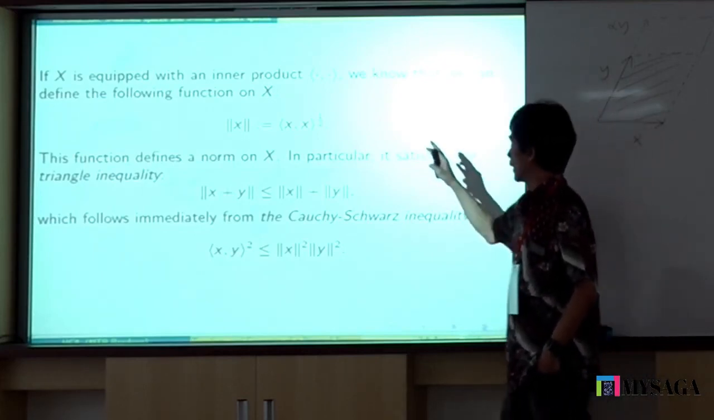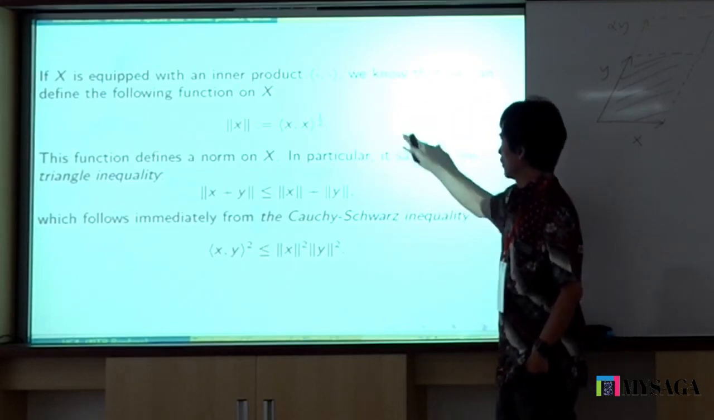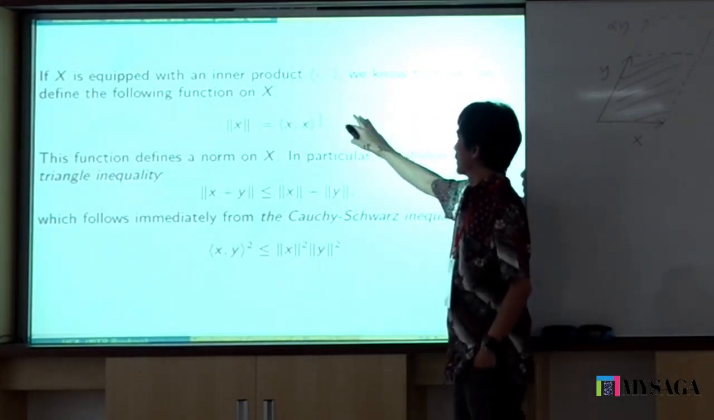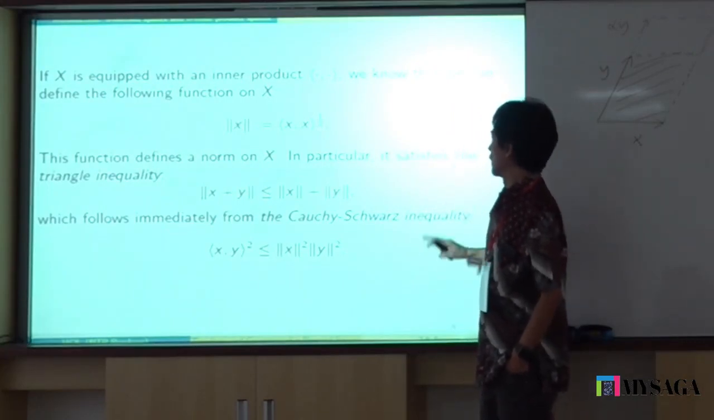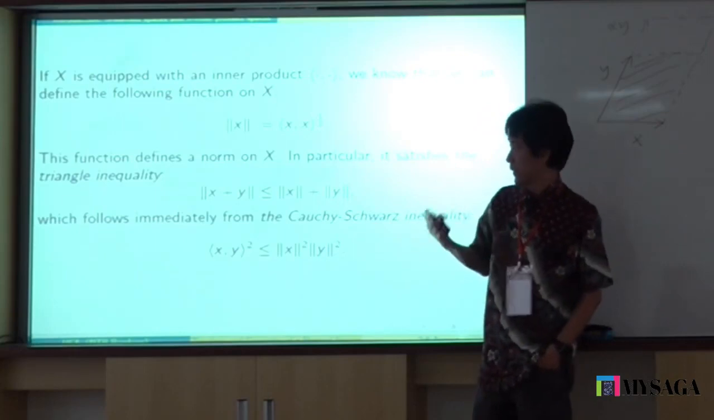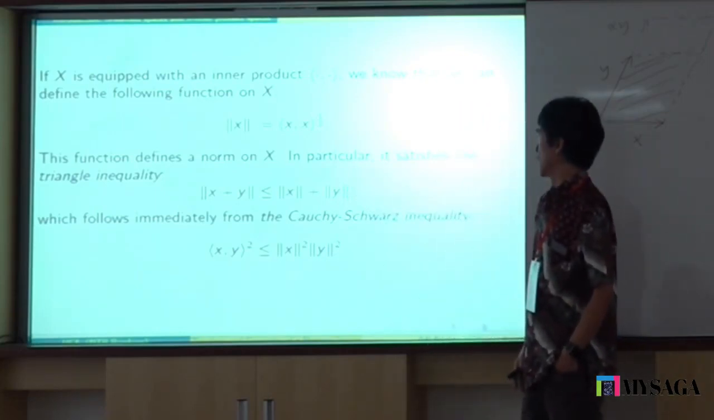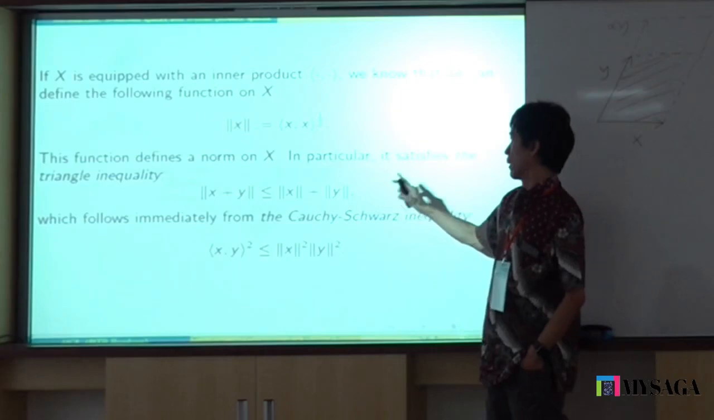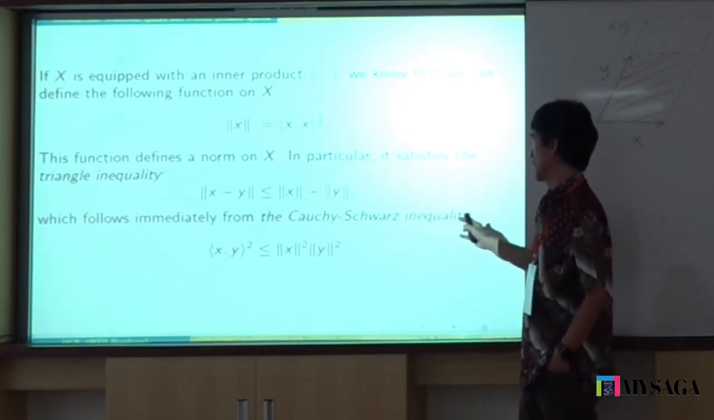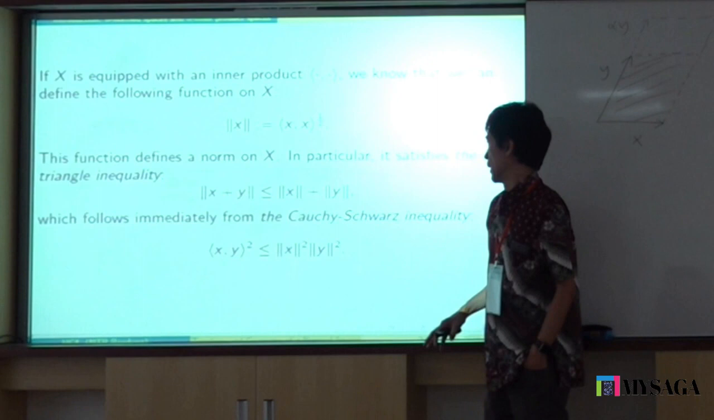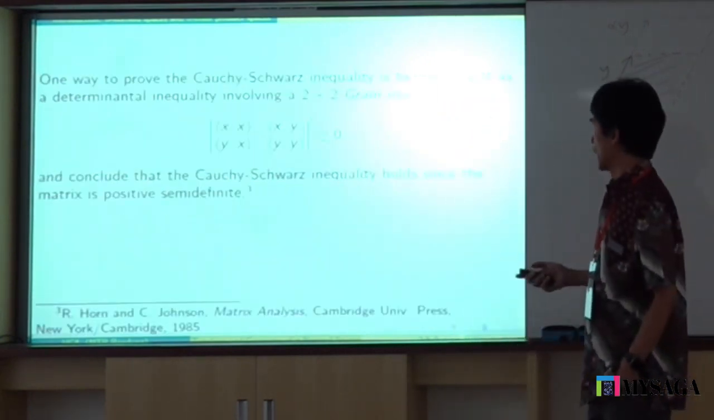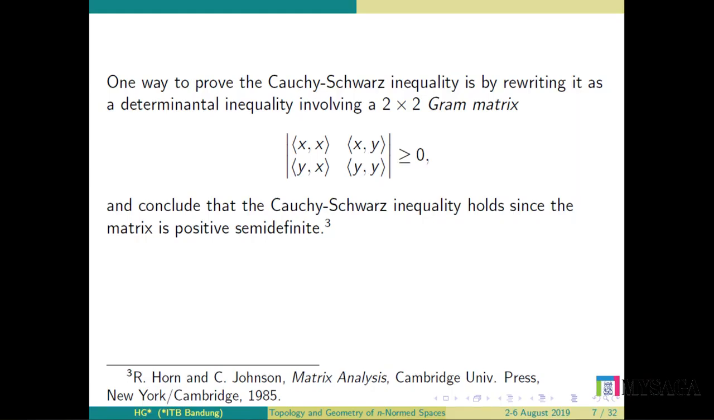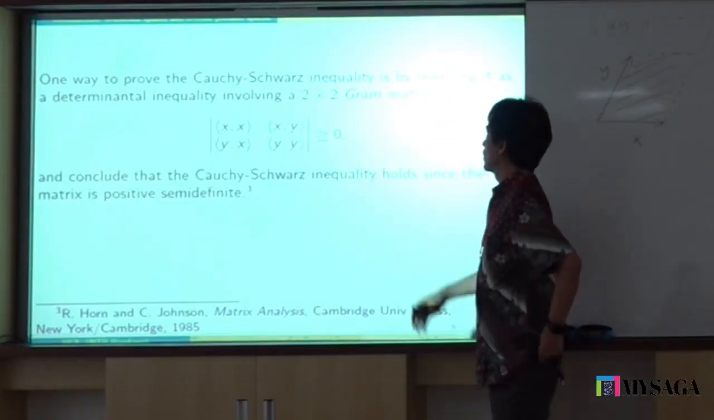So given an inner product, we can define this function, and then we realize that that function defines a norm. Of course, we have to prove the properties of the norm, and one of them is the triangle inequality, and that triangle inequality follows immediately from the Cauchy-Schwarz inequality, which is that inequality. Okay, so the question is, do we really have the Cauchy-Schwarz inequality? Of course, yes. And there are many ways to prove it.